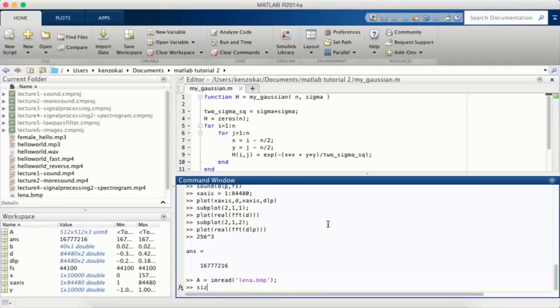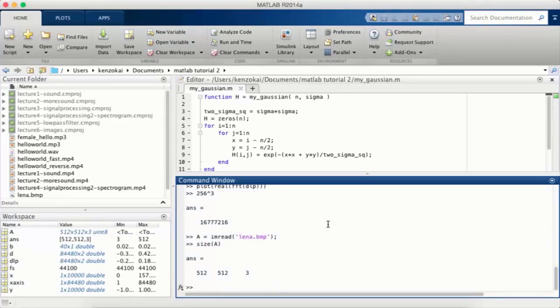Okay, so let's look at the size of A. So it's 512 by 512 by 3, so a three-dimensional matrix as promised. Notice the data type is uint8 instead of double that I have for my other matrices, which is the default in MATLAB. So a uint8, the u stands for unsigned, int stands for integer, and 8 means it's 8-bit.